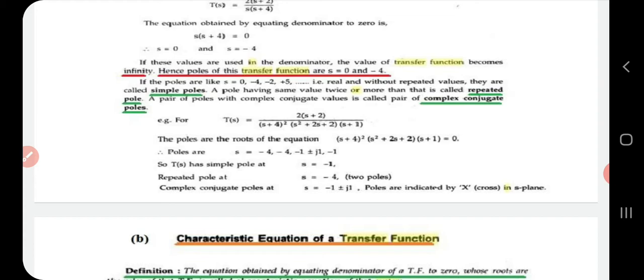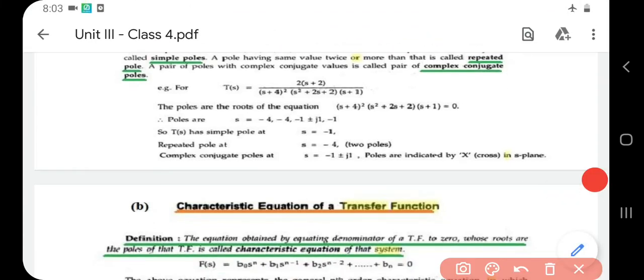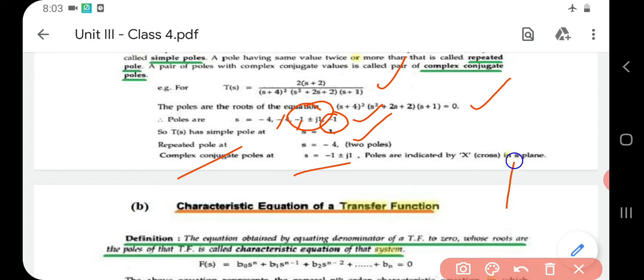Now, see another example. Put this denominator equal to 0, and you will get these values of s as follows. Here you can see that minus 1 is repeating only once, so we call the pole at s equal to minus 1 a simple pole. Whereas minus 4 is repeating twice, so minus 4 is a repeated pole. Then you have a complex pole pair, which is called a complex conjugate pole. So you first equate the denominator to 0, and the values of s for which the transfer function tends to infinity are called the poles of the transfer function.